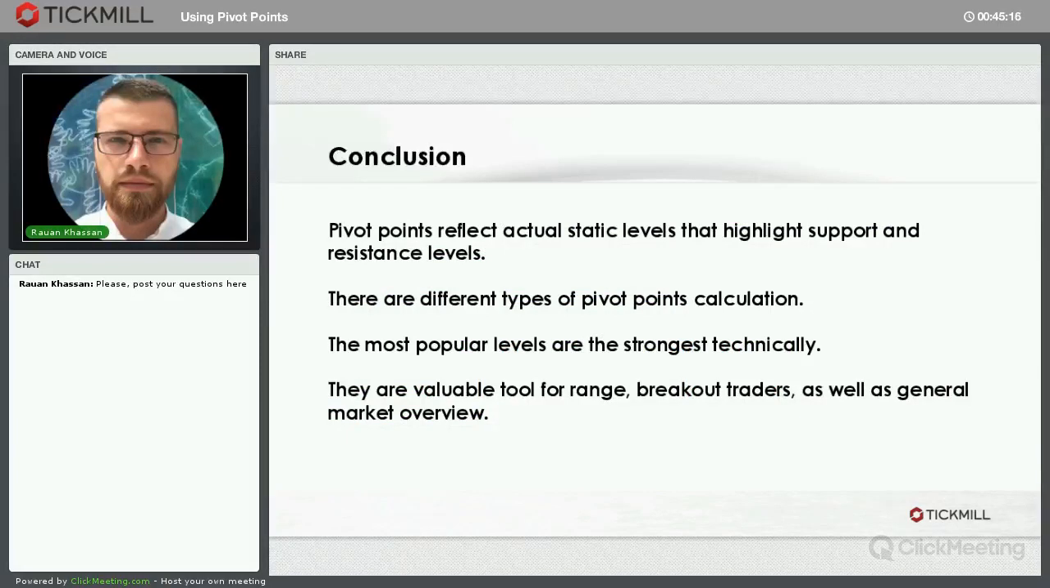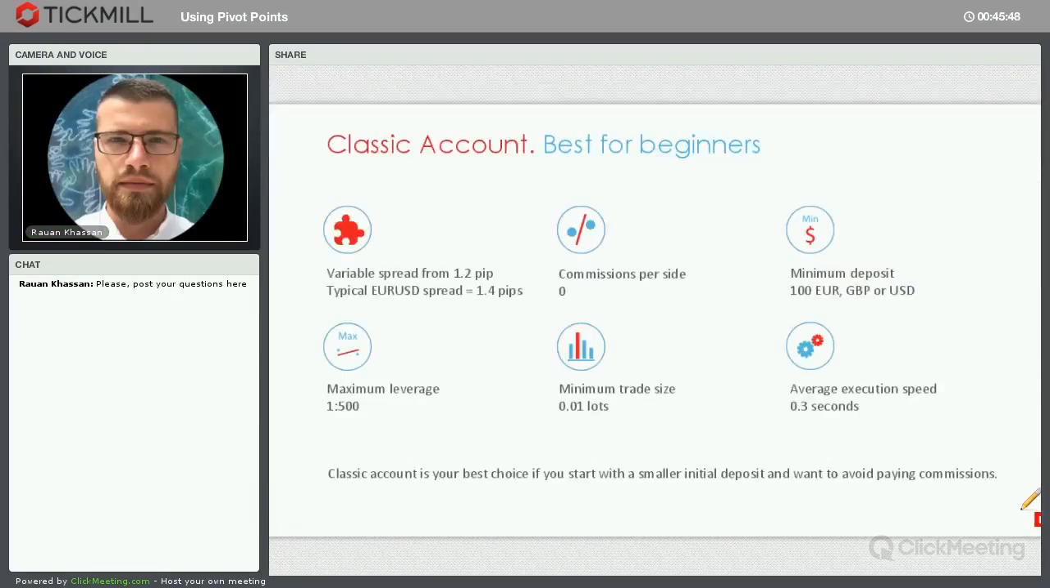Let's sum up what we have learned from today's session. Pivot points reflect actual support and resistance levels. There are different types of pivot points calculation: standard, Fibonacci, Woody's, Camarilla, and DeMark. The most popular levels are the strongest technically. These pivot points are a valuable tool for range breakout traders, as well as general market overview. I invite you to test this pivot point tool, as I personally find it very efficient in determining current trades. Once you test these tools on a demo account, it is high time to check their performance live.